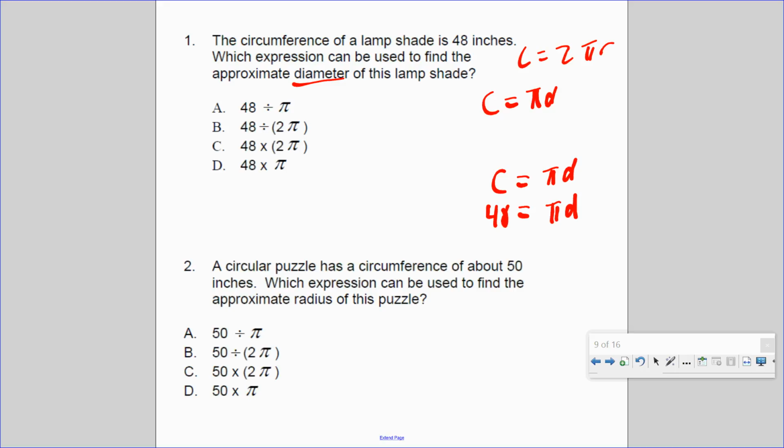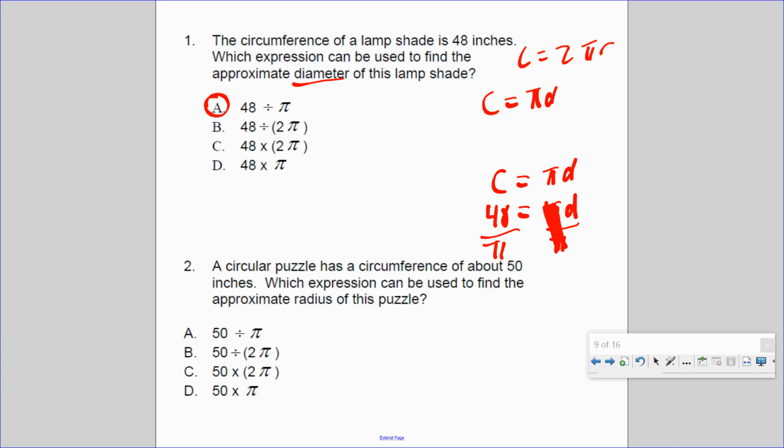Again, this is an equation. What type of equation is this? Is this additive, subtractive, multiplication, or division? Well, this is multiplication. What is the inverse operation of multiplication? Division. So I divide this by pi, divide this by pi. This cancels, because I'm finding d, I want to isolate d. So it's 48 divided by pi is d.